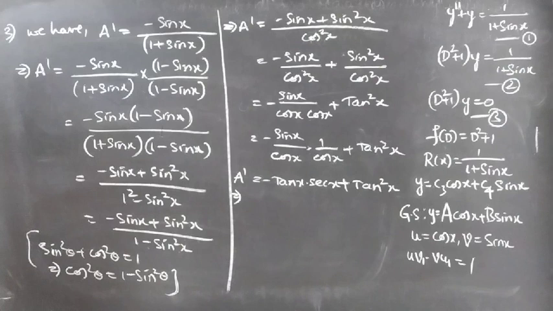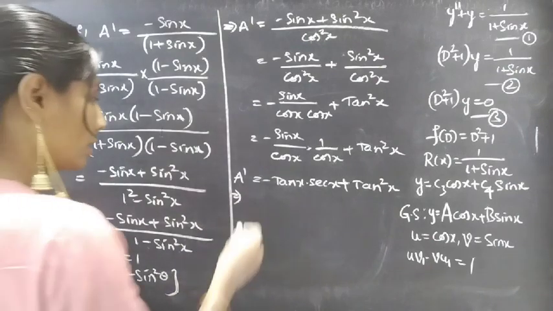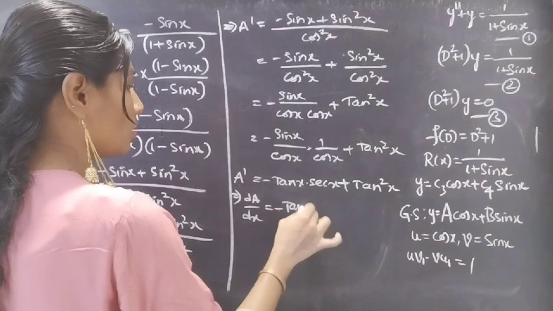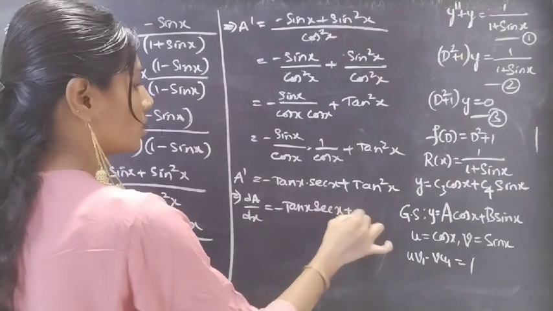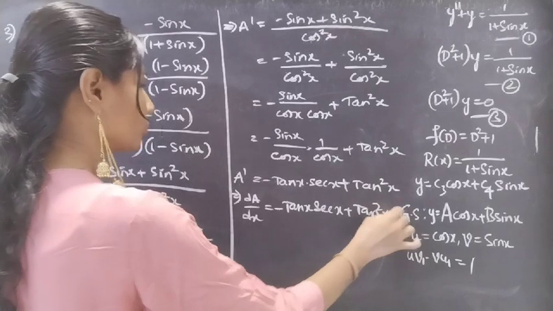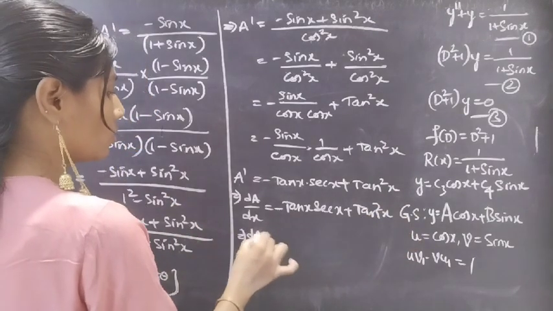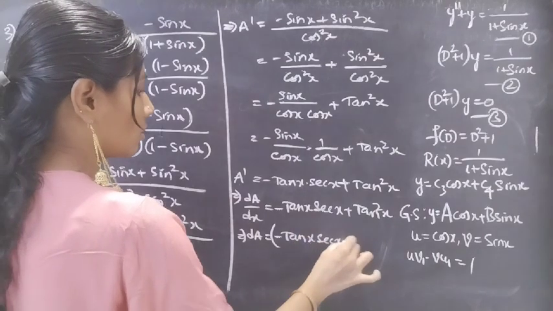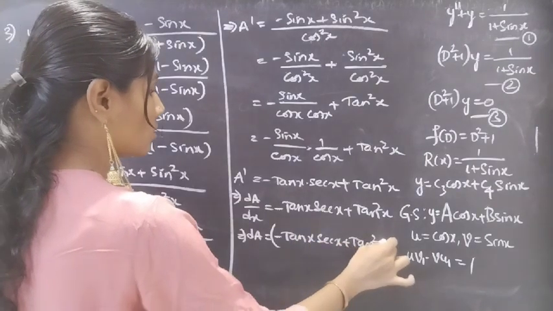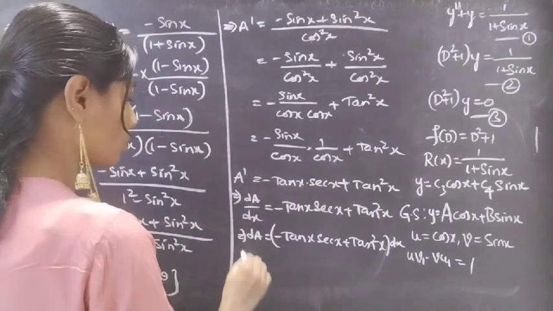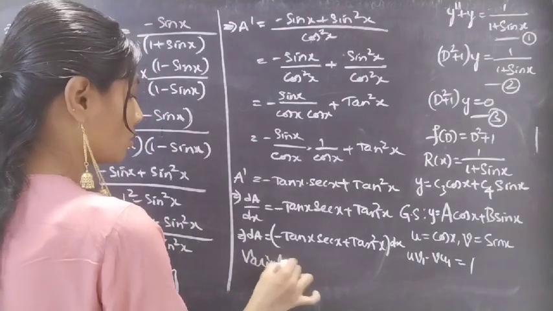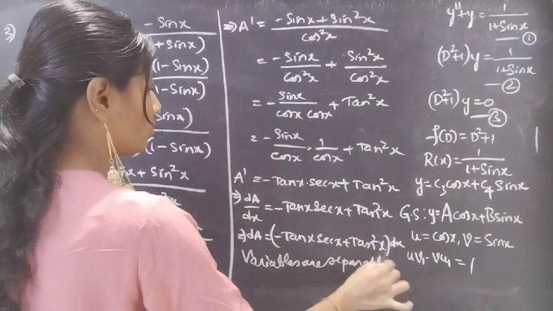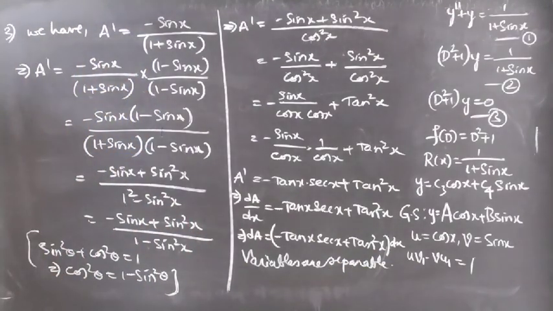Now A dash is nothing but dA by dx, the derivative of A with respect to x. Now separate the variables by taking the differential dx to the RHS. We'll get dA equals minus tan x secant x plus tan square x into dx. Here the variables are separable, so we can perform integration, right?